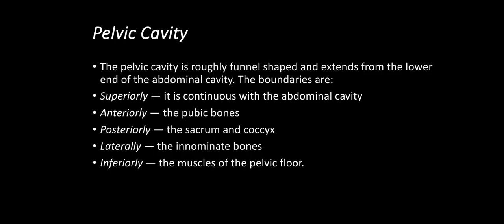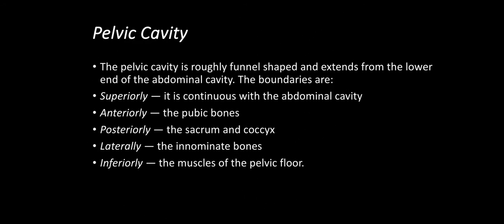Okay. We move to the pelvic cavity. The pelvic cavity is roughly funnel-shaped and extends from the lower end of the abdominal cavity. The boundaries are superiorly, and I bet by now we've understood what superiorly, anteriorly, posteriorly, laterally, and inferiorly mean. Superiorly, it's continuous with the abdominal cavity. Anteriorly, the pubic bones. Posteriorly, sacrum and the coccyx. Okay, these we'll talk about in the locomotor system. Laterally, the innominate bones. Inferiorly, the muscles of the pelvic floor.